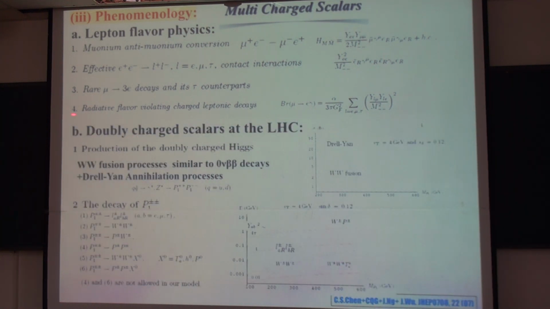Also, we can search for the doublet charged scalar at the LHC. First, the production of the doublet charged Higgs is basically from the WW fusion process, which is similar to the neutrinoless double beta decay W-W-fusion process. And this is actually the prediction. I don't see it here. My computer screen is here. I don't know why.